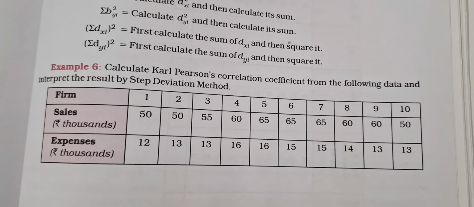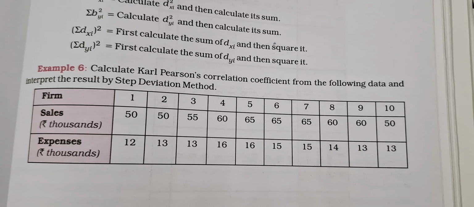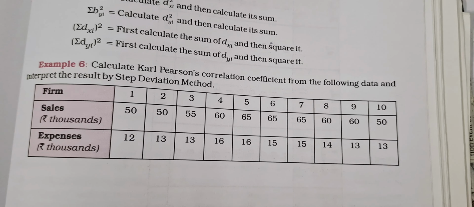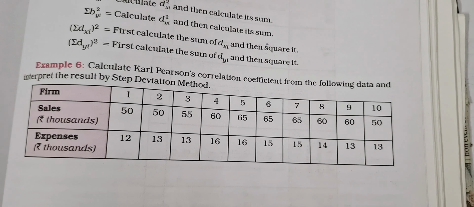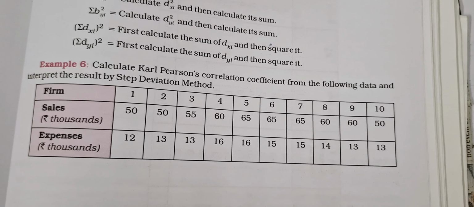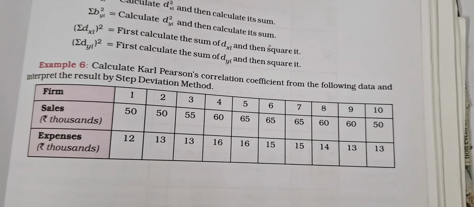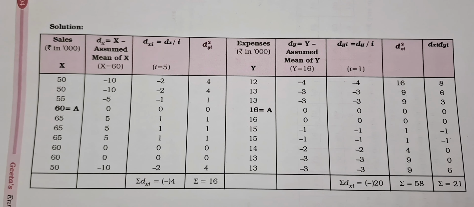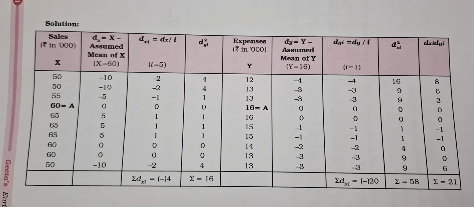Here's the question. Calculate Karl Pearson's correlation coefficient from the following data and interpret the result by step deviation method. So the number of firms is 10 here in the first column. In the second column we have sales, the numbers are given. Expenses, numbers are given there. All are given in thousands. We're going to find out Karl Pearson's coefficient of correlation utilizing the step deviation method.